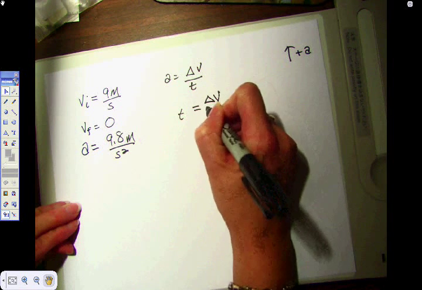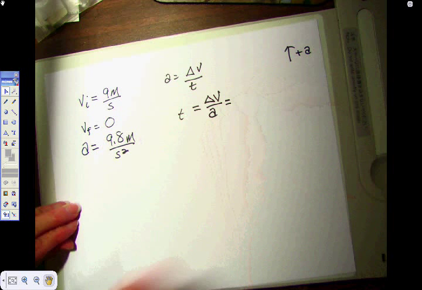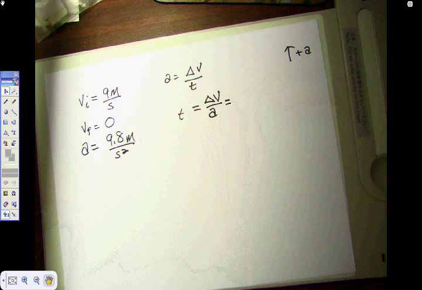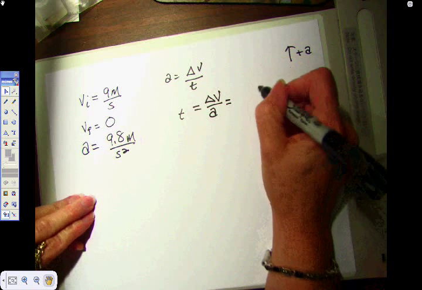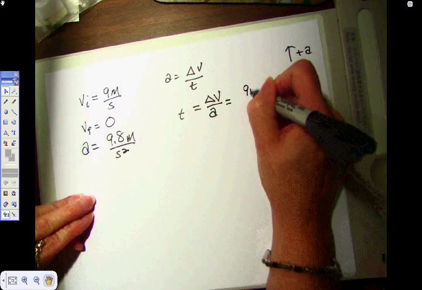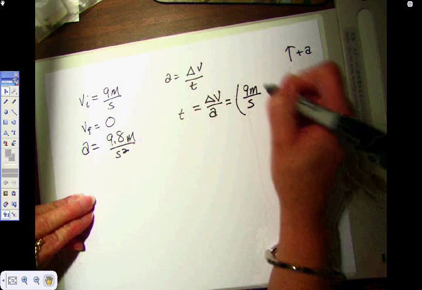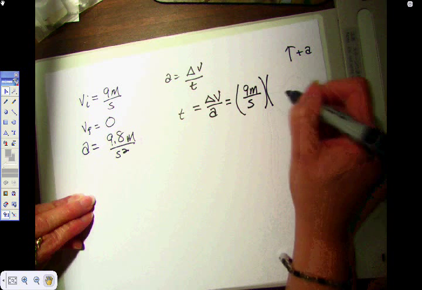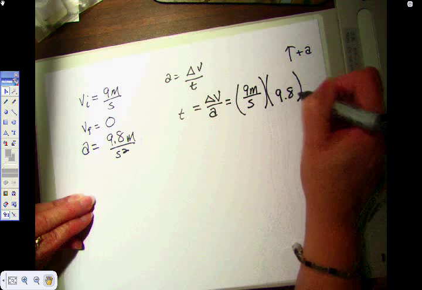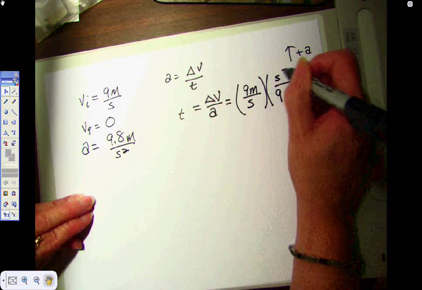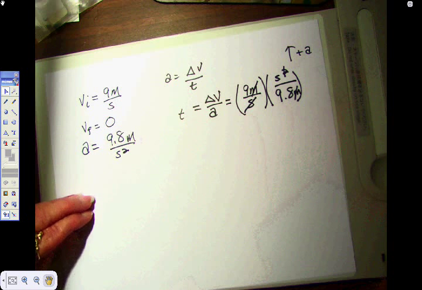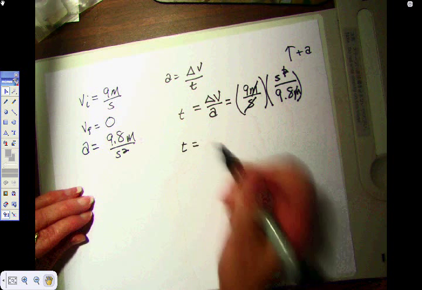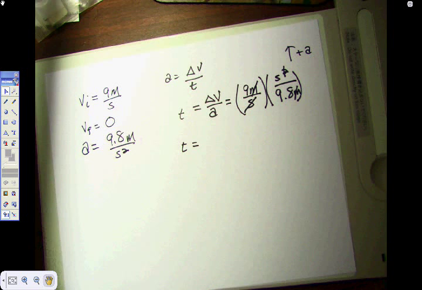And that's the change in velocity over acceleration. And then, of course, if we just check to make sure we got it set up correctly, our change in velocity is 9 meters per second, and we're dividing it by acceleration. Meters cancels. I'm left with seconds. And I've got time 9 divided by 9.8. What do y'all have?